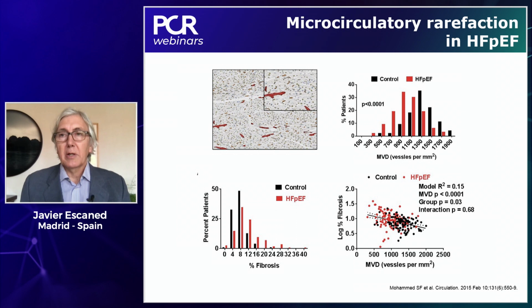And this is a very interesting work in patients who have control patients and patients who have heart failure with preserved ejection fraction, HFpEF. And what you can see immediately is that the degree of rarefaction that you find in these patients is higher, of course, in patients with HFpEF. In other words, the microvascular density is reduced in patients with HFpEF, but also, and there is a clear connection between the two, there is an increase in fibrosis.